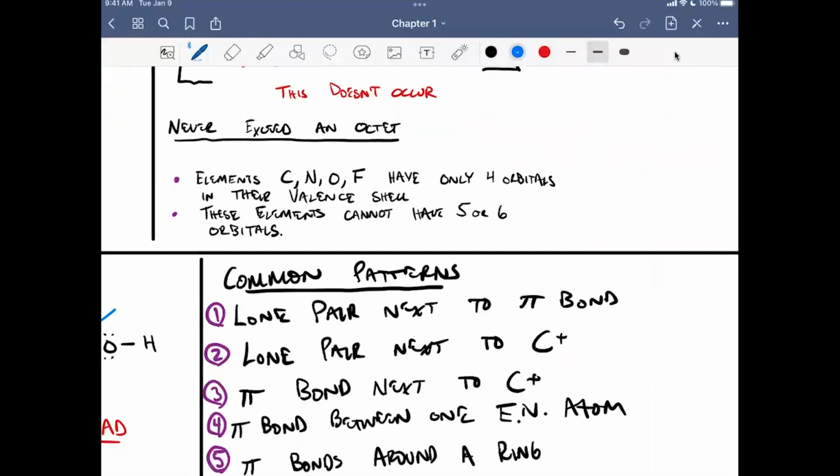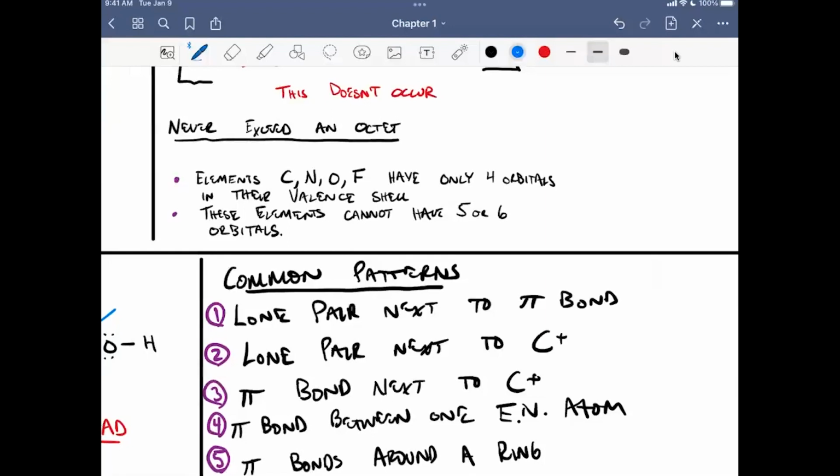All right. Some common patterns in resonance will show up. You can choose to memorize these, or if you do enough resonance problems, these will come naturally. There are 5 common patterns that occur in resonance. Number 1, if you have a lone pair next to a pi bond, that's a common pattern to suggest that you're doing resonance there. Another one is a lone pair next to a carbon plus. So if a carbon has a +1 formal charge, that's another indication, as well as a pi bond next to a C plus.